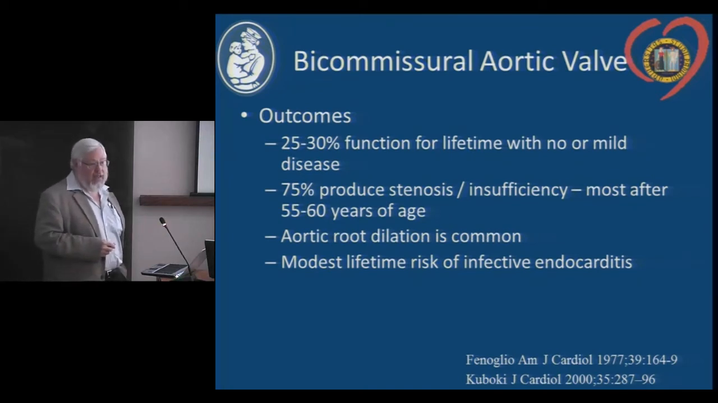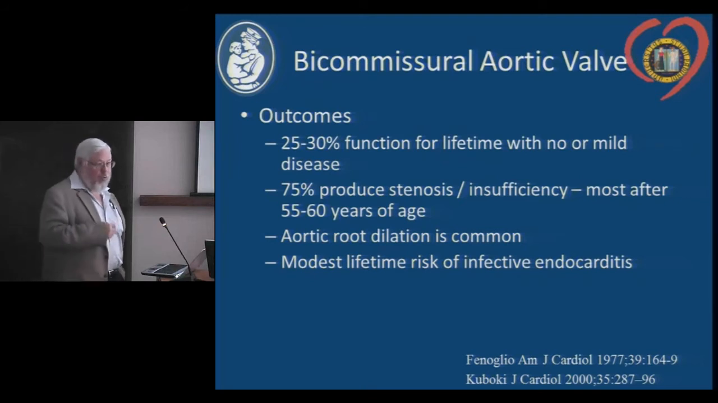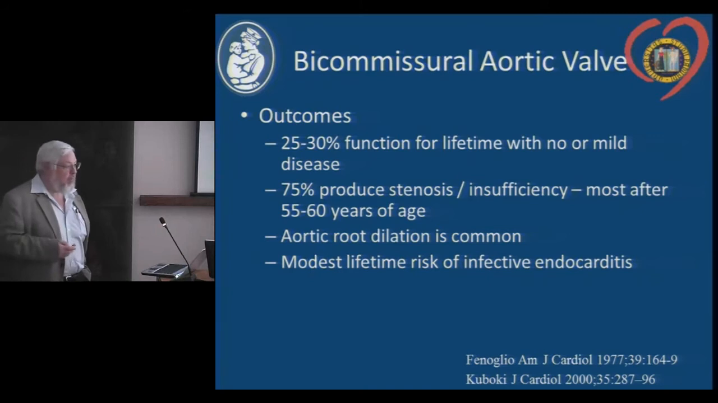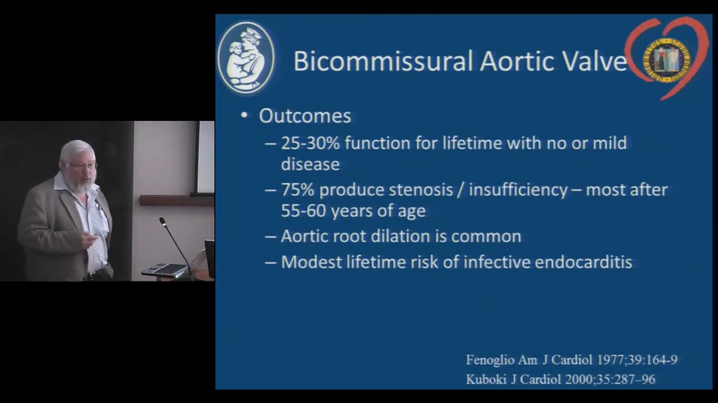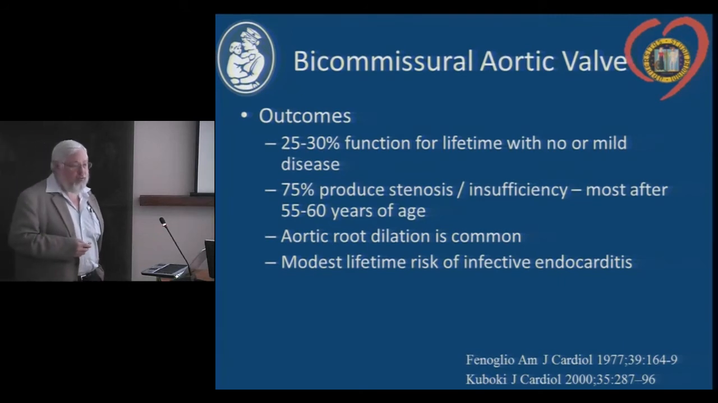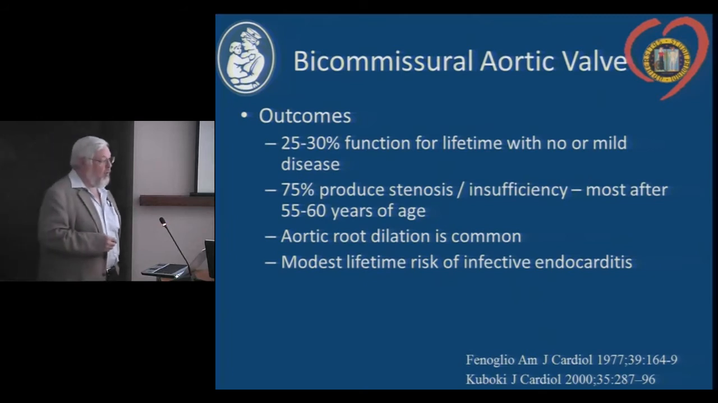It seems to be related to abnormal fibrillin in the ascending aorta, to abnormal release of matrix metalloproteinases. Normally they're sequestered in the ground substance or the matrix of the aorta, and there seems to be abnormal release of proteinases that then can reduce the tensile strength of the aorta and result in aortic root dilation. And there is a modest lifetime risk of infective endocarditis in patients with bicuspid aortic valve, although it seems to be relatively low.